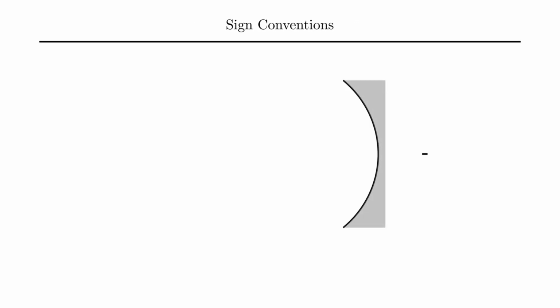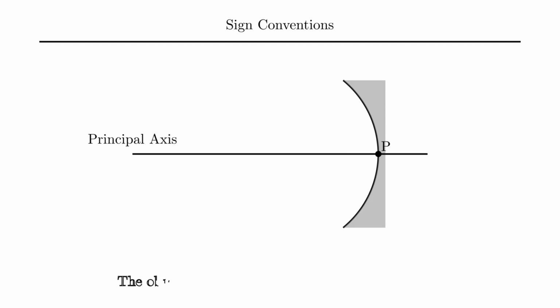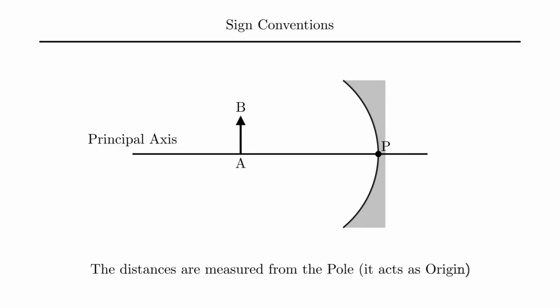There is a set of sign conventions that must be followed while dealing with the reflection of light by the spherical mirrors. These are: number 1. Always place the object left of the mirror. Number 2. All the distances are measured from the pole, so it acts as origin. For example, if we want to know the distance of object AB, it must be said PA, not AP.